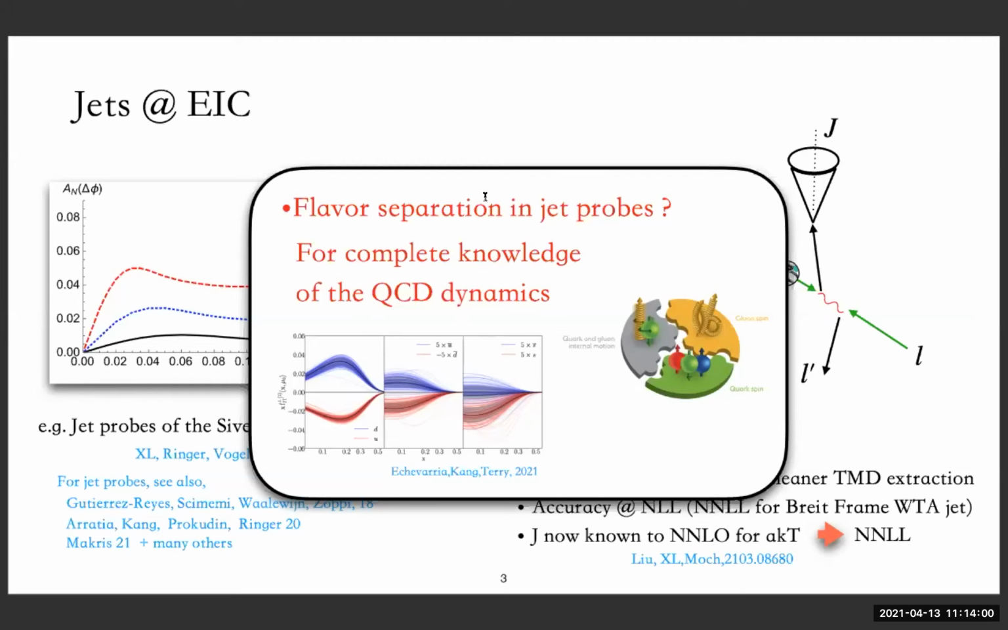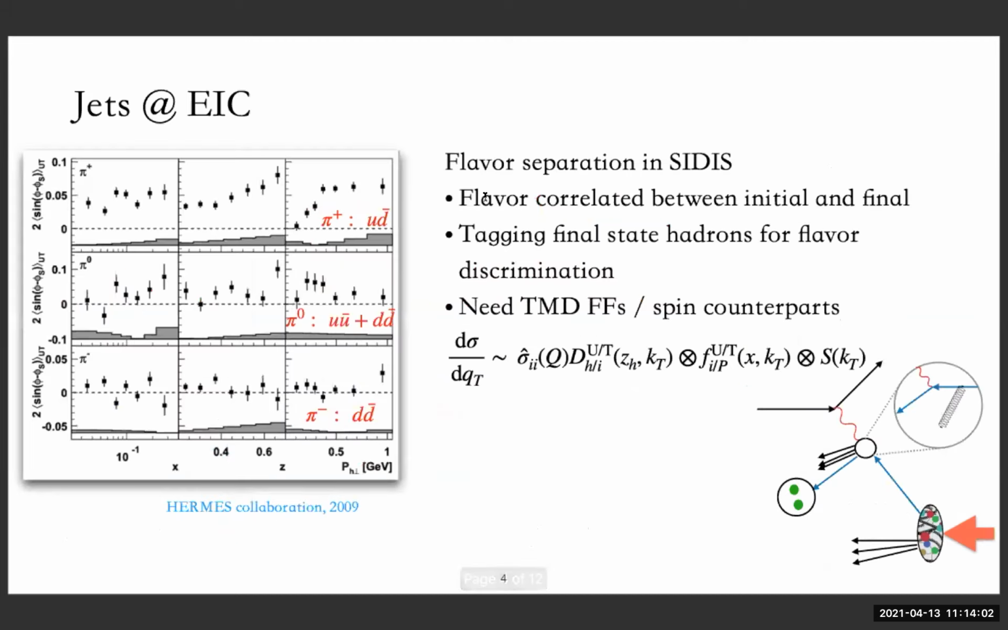The situation is very different in SIDIS. When we use SIDIS, it's very natural for us to achieve this kind of flavor separation. For instance, if we tag a pi plus in the final state, we know that we are probing more or less the u quark in the proton, and a pi minus for the d quark. But of course, here we pay a price. We have to extract the TMD distribution and the TMD fragmentation function simultaneously. And the TMD fragmentation function by itself nowadays is still poorly constrained, and it's actually very hard to extract.